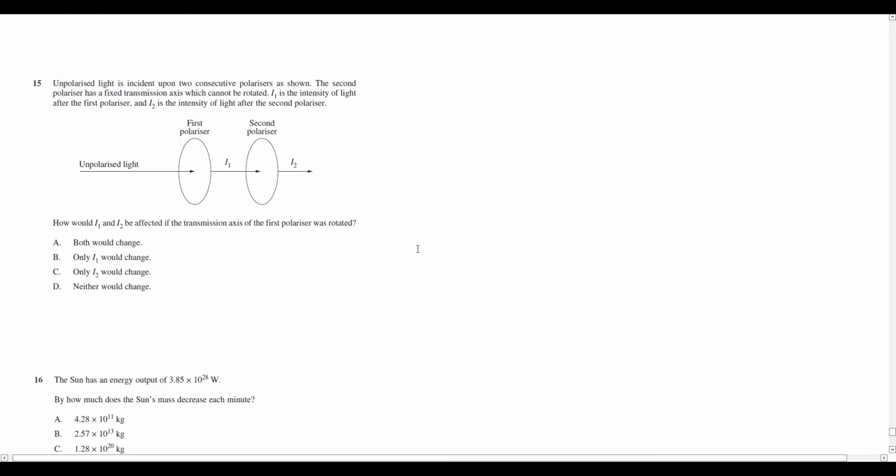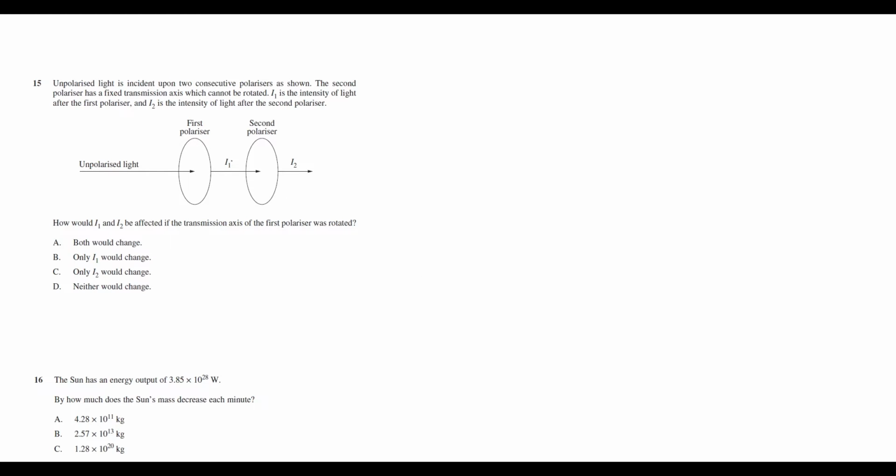Now, question 15. Unpolarized light is incident upon two consecutive polarizers as shown. The second polarizer has a fixed transmission axis which cannot be rotated. Now, I1 is the intensity of light after the first polarizer, and I2 is the intensity of light after the second polarizer. So how would I1 and I2 be affected if the transmission axis of the first polarizer was rotated?